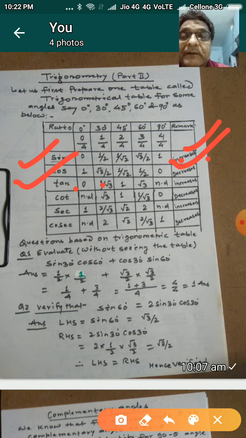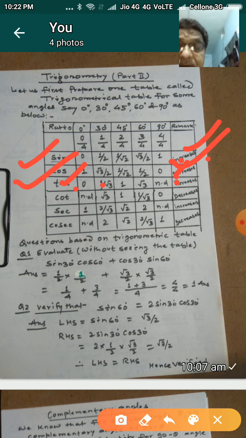So in case of sine, as the angle increases, the value also increases. Now as the angle increases, the value of cos will decrease, because it starts from 1 and goes to 0 as the angle goes from 0 to 90. The cos value starts from 1 and goes to 0. So in case of cos it decreases.